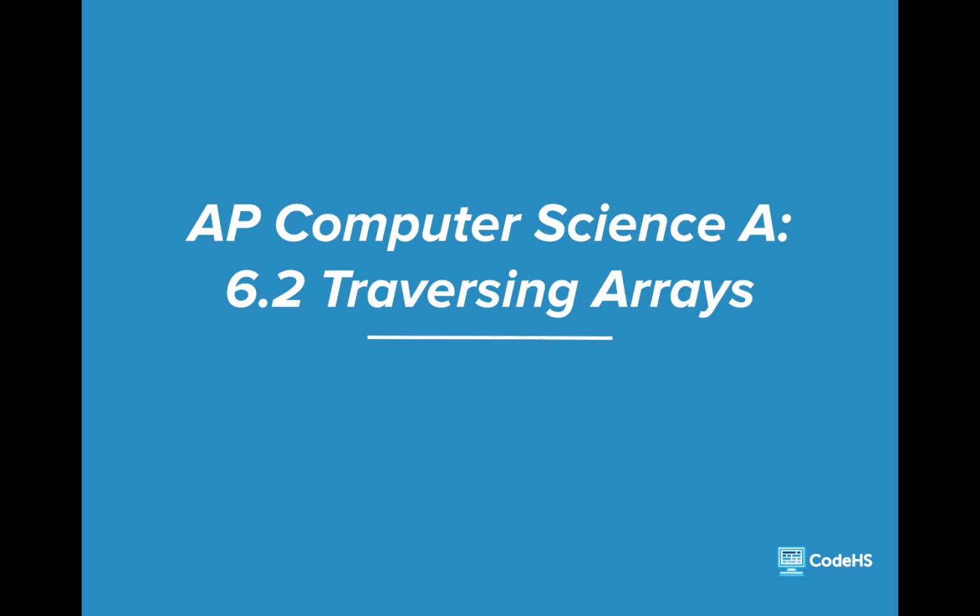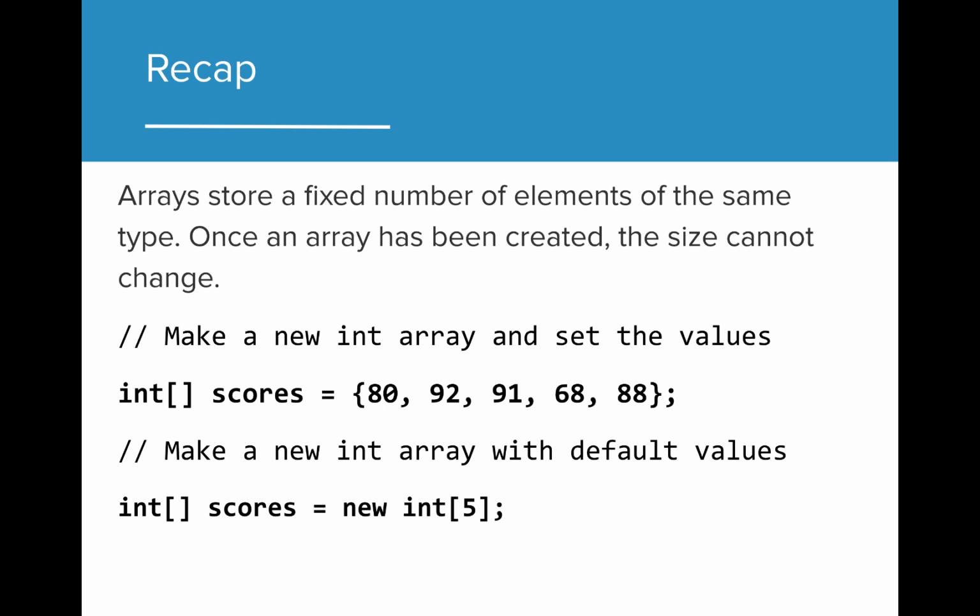Hi, in this lesson, we're going to look at traversing arrays. We saw in the last lesson that an array is a list that stores a fixed number of elements of the same type. We can create these with either an initial list of values or a set of default values.